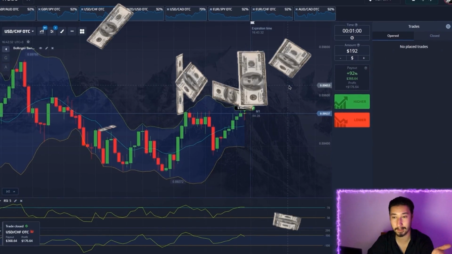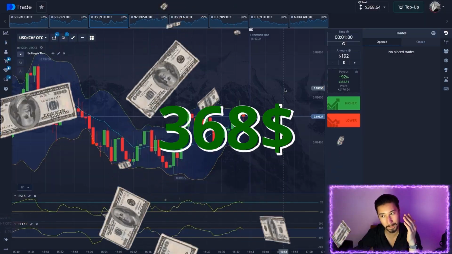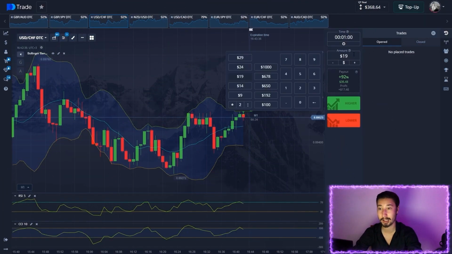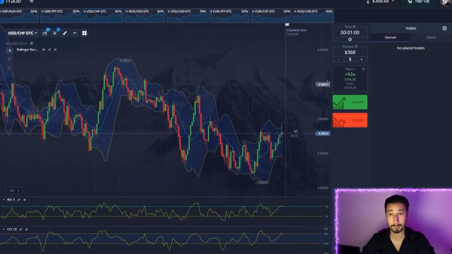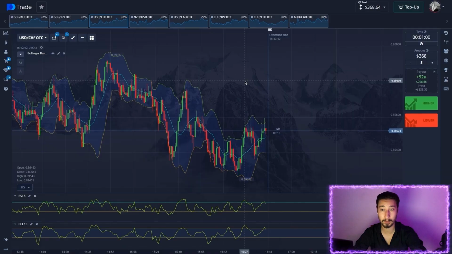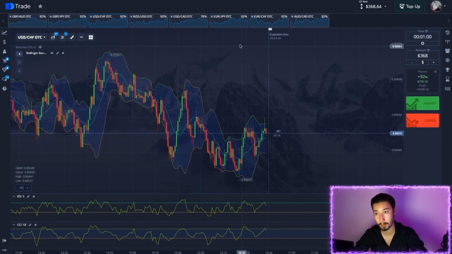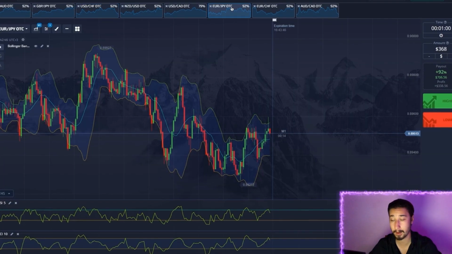Alright, we're in the profits. Our second position is in profit too. So let's change the amount, don't forget about it. And let's try to open the trade for long and select the next currency pair.